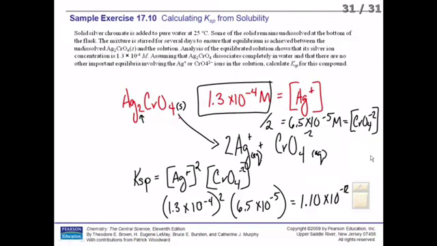And let me just triple check. Yeah, I'm good. There is your KSP value, and there's no unit on KSP, it's just a number. And there is the solution for sample exercise number 10. Okay, obviously we're going to keep going.